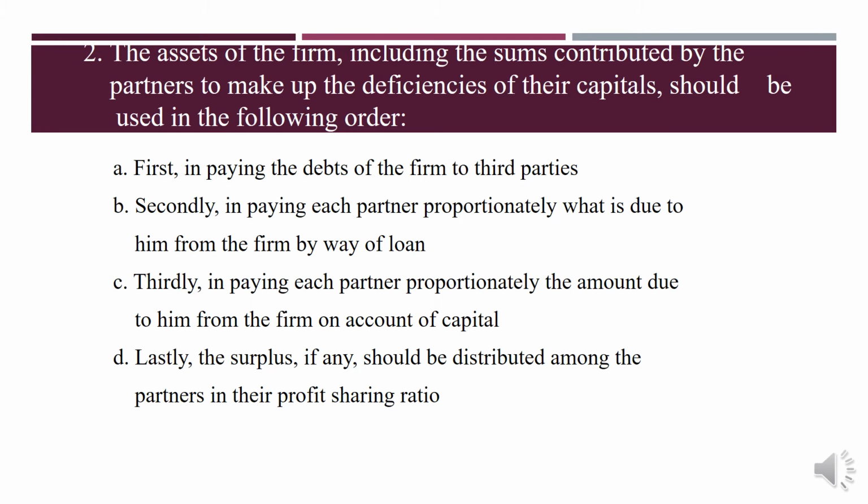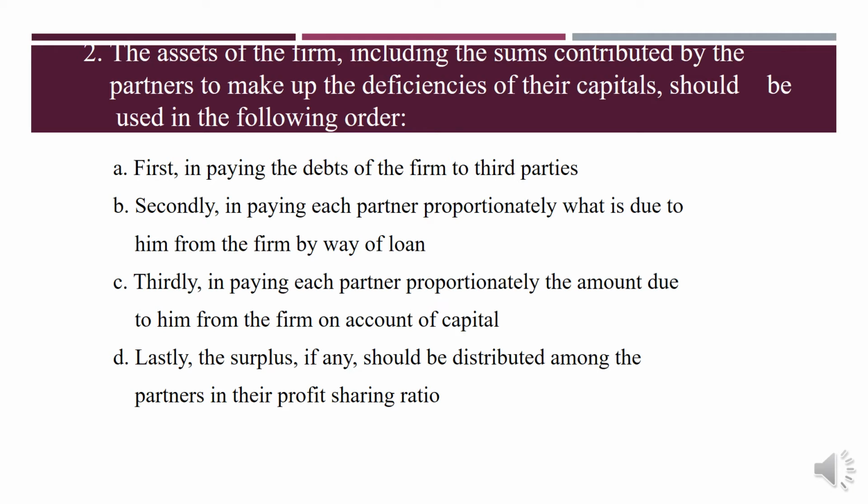out of their private property. Then the second one, the assets of the firm, including the sums contributed by the partners to make up the deficiency of their capital, should be used in the following order. So now the assets are realized, and partners have brought in the deficiency in the capital. So then all this can be used for what?